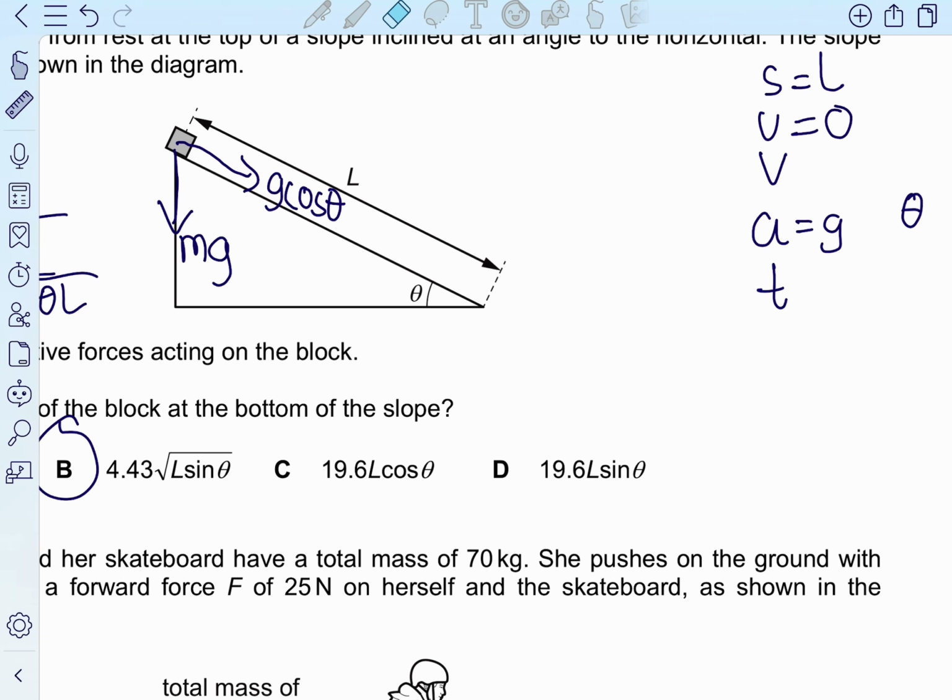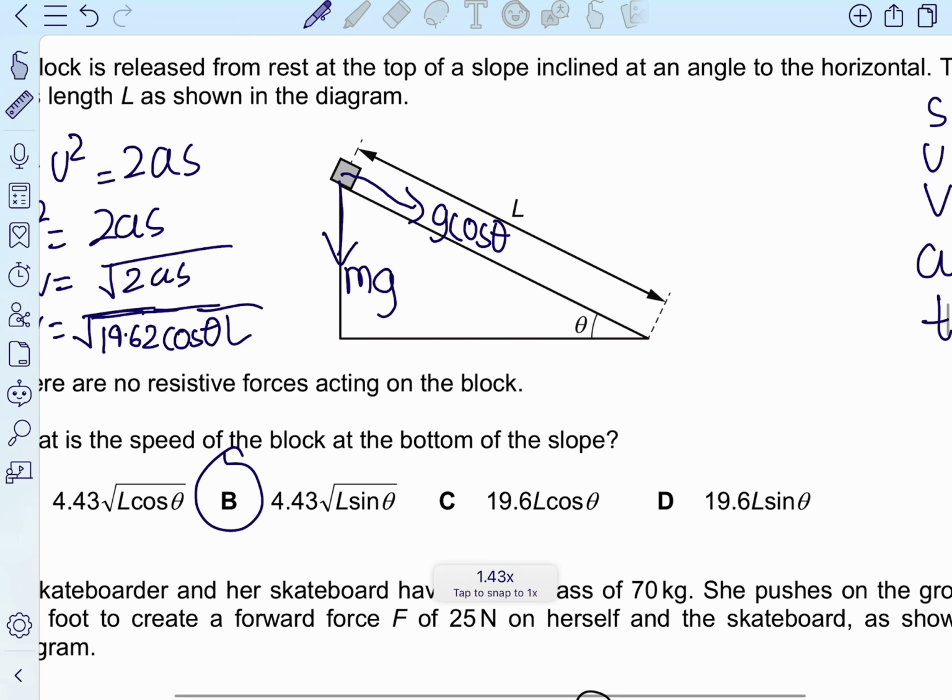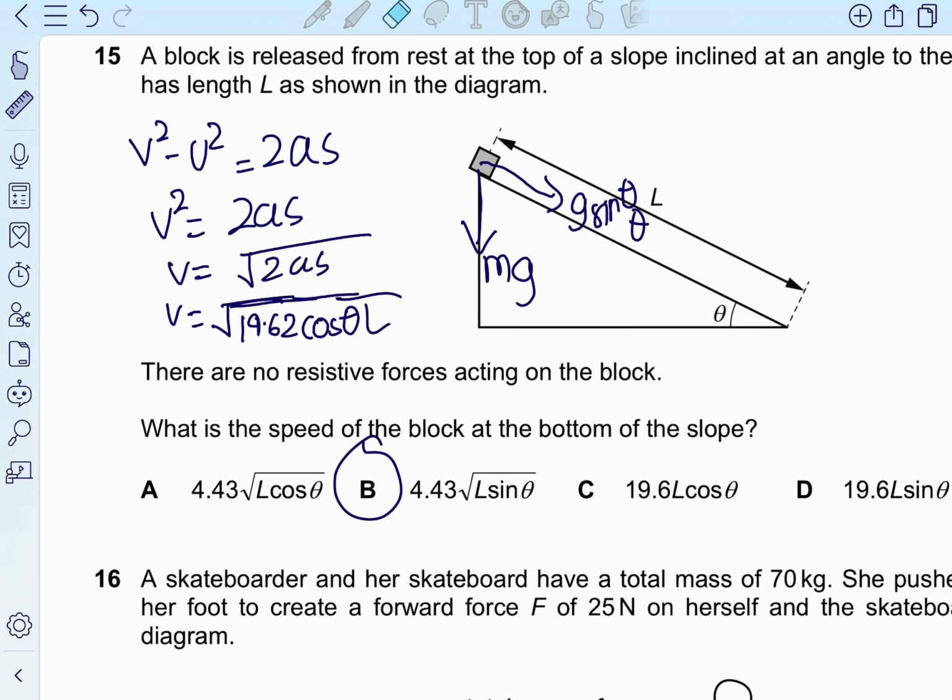That's why I was confused about why we actually have this. Sorry for that. This is supposed to be g sine theta. So when we put it over here as well, this would be g sine theta, not cos theta. The cos theta is actually this one. The one that's perpendicular to this would be g cos theta, and this one would be g sine theta.